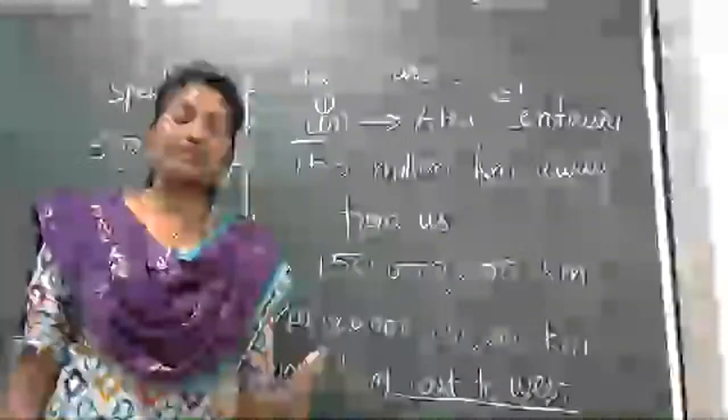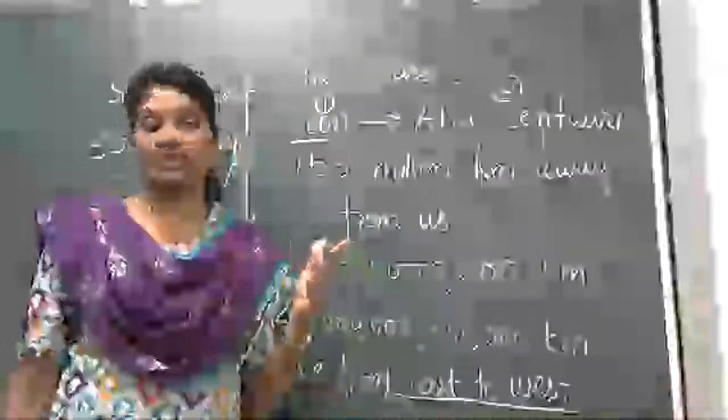The stars are very, very far away, millions of kilometers away from the Earth. Even the sun is millions of kilometers away, so we can multiply. So it is better to write in light years.